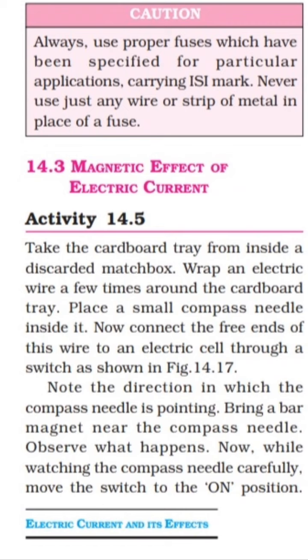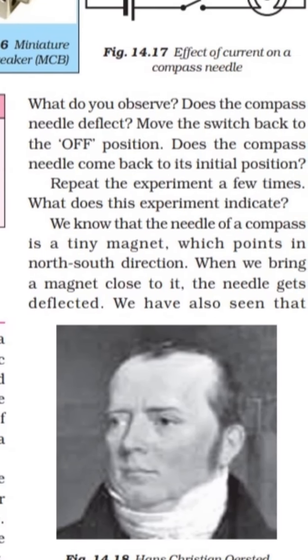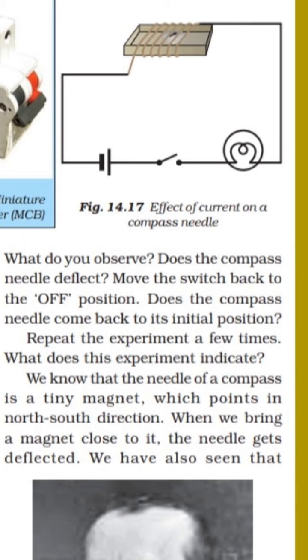Bring a bar magnet near the compass needle and observe what happens. Now, while watching the compass needle carefully, move the switch to the on position. When you are performing this activity, you have to keep the switch in the on position. You have to see the direction of the compass needle, and when you bring the bar magnet near the compass needle, you also have to see whether there is deflection of the compass needle or not. Now, what do you observe doing this activity?